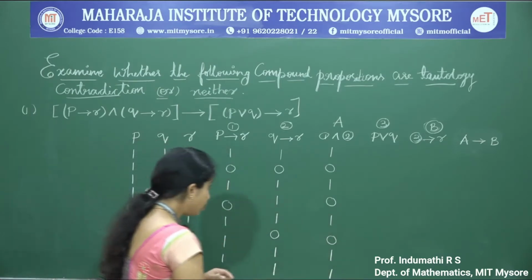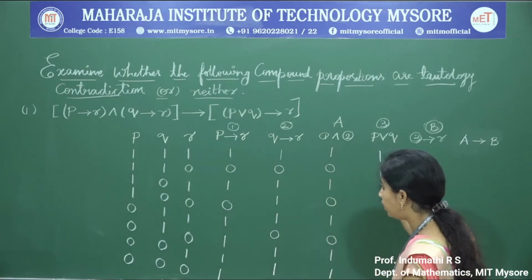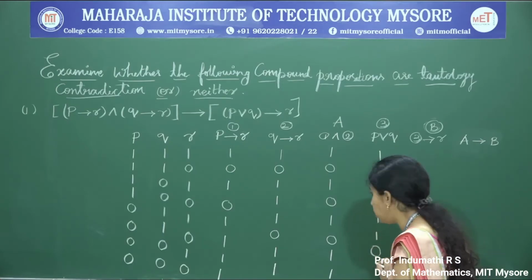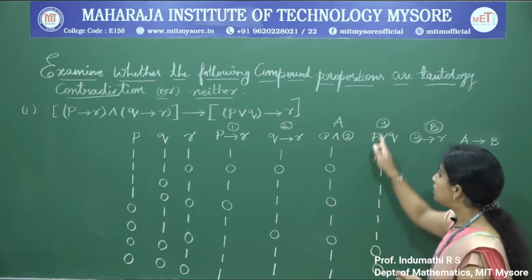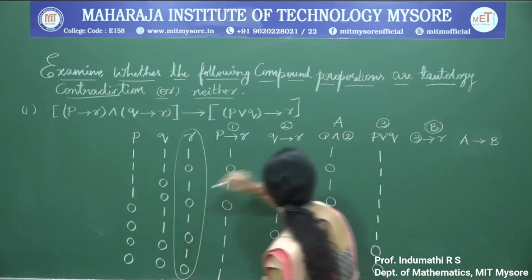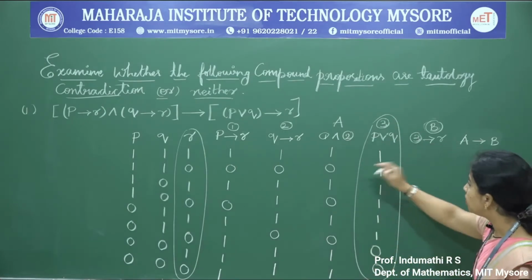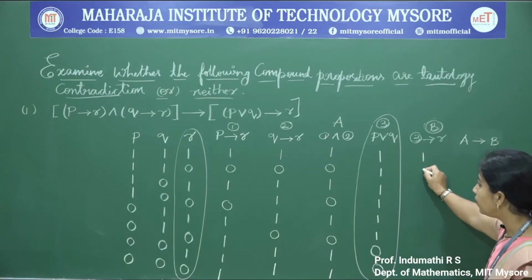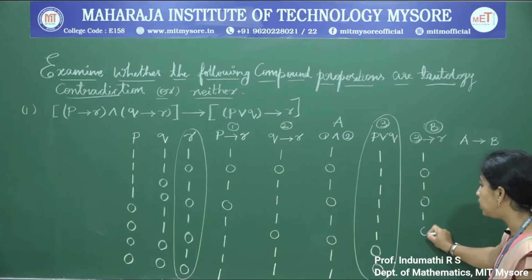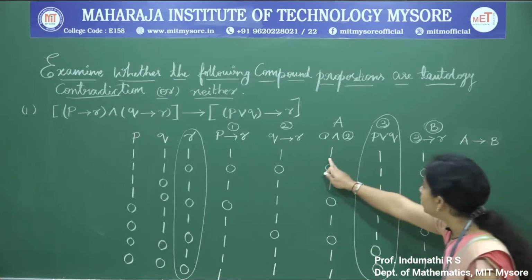The next is P disjunction Q. P disjunction Q is 1 1 1 0 1 0 0 1 0 1 0 0 0 0. The next is 3 conditional R. This is R. Okay. 3 conditional R. This is 3. 3 conditional R is 1 1 again 1 0 again 1 1 1 0 1 1 1 0 0 1 0 0. The last is A conditional B.